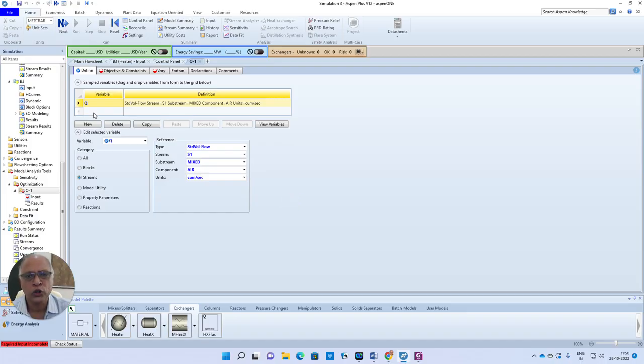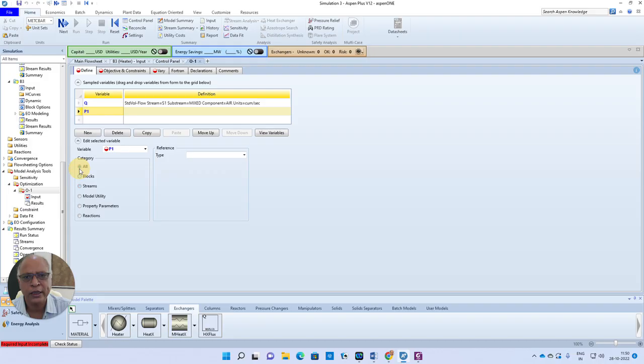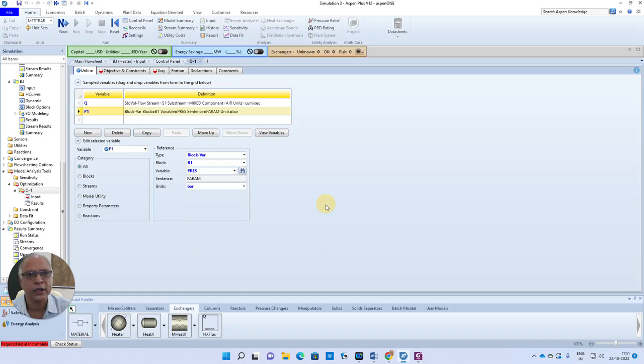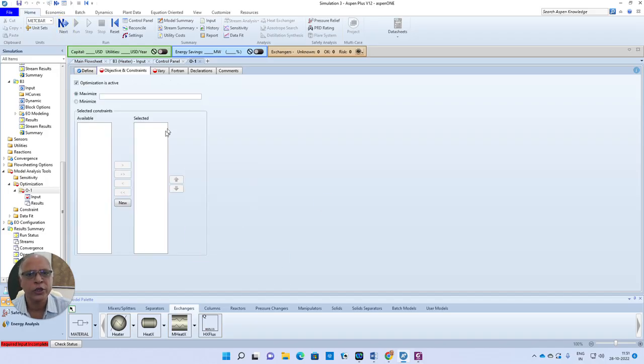Now this is one variable which is involved in the objective function, and the other variable is the intermediate pressure or the exit pressure as the block variable. Block is B1, variable is the pressure, specified outlet pressure. Now what is your objective function?